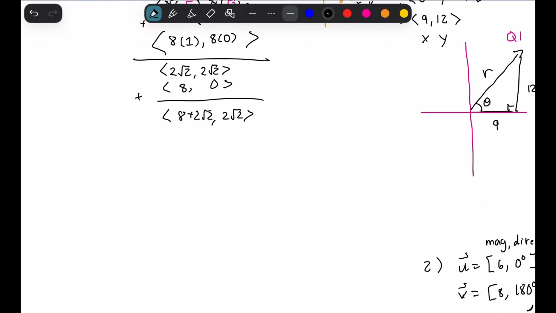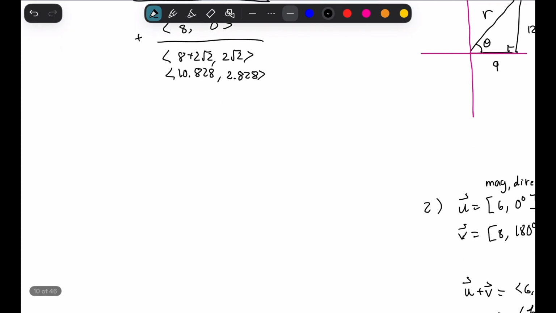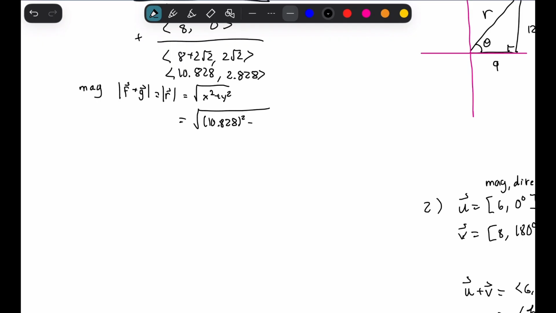Now we have our values, and if you had this as a decimal, this would be 10.828, and this would be 2.828. Now, how do we find the magnitude? Well, the magnitude of f plus g, which is going to be the resultant vector, is still going to be the square root of x squared plus y squared. Now, we'll just do that real quick. This will give you approximately 11.2.